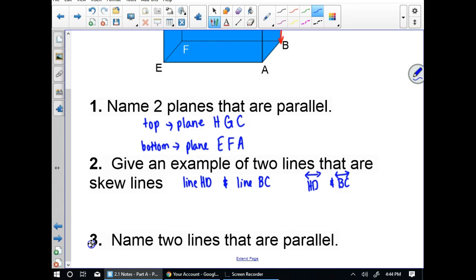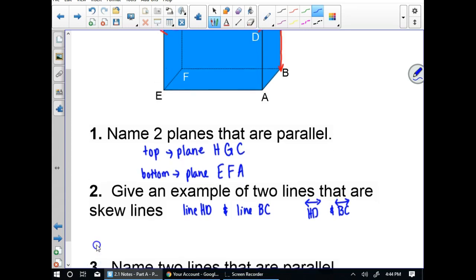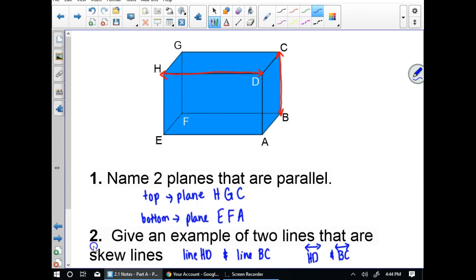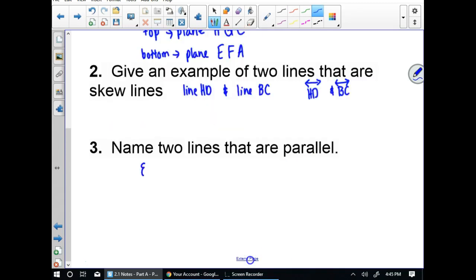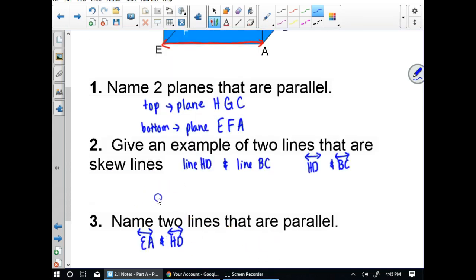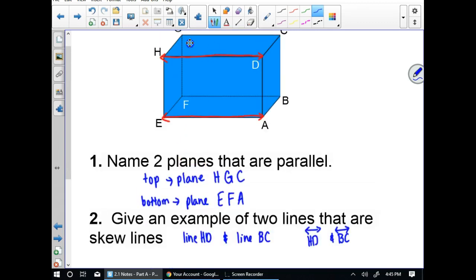Number 3 asks for 2 lines that are parallel. For lines to be parallel, they have to be in the same plane. So, for example, EA and HD. Those 2 lines would be parallel. So, in this case, EA and HD are parallel. So, let's put that as one of our answers, EA and HD.